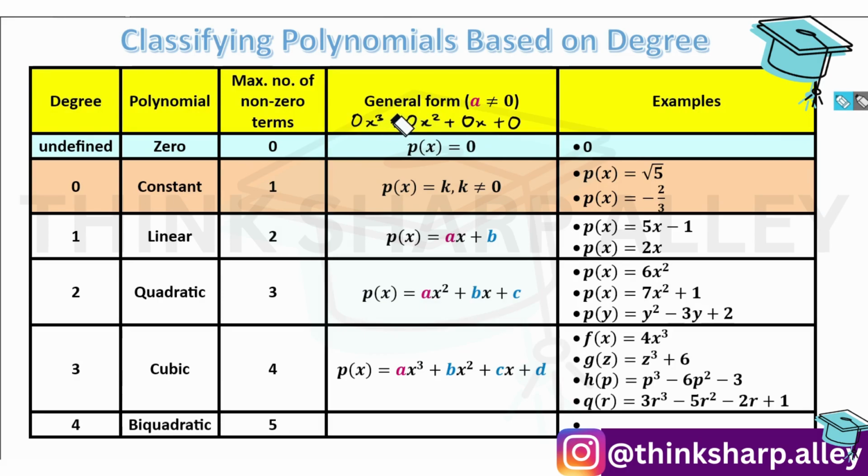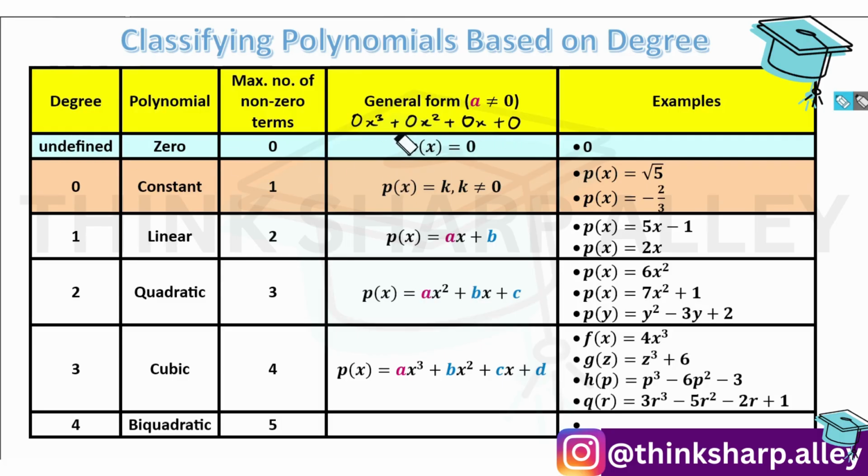In place of x cube, you could write 0x to the power 100 and then go on, plus 0x to the power 99 plus 0x plus 0 and other terms. So you see, can you decide what will be the degree of p(x)? No, there are infinitely many ways to write p(x) = 0. And hence its degree is undefined.